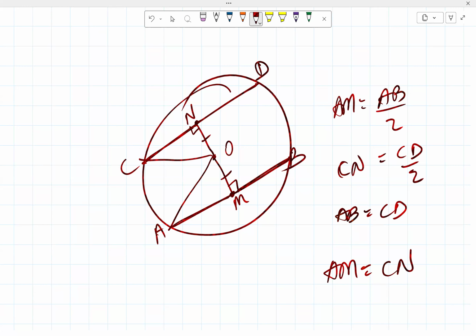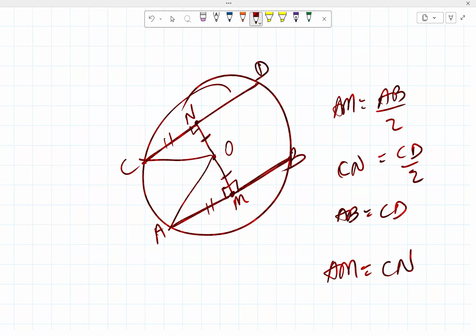So they're both right angle triangles because this is a right angle right here, and this is a right angle right here. This distance is equal to this distance, because these chords are of the same distance. So AM and CN are the same also. So automatically, these are both right angle triangles at M and N. So those triangles OAM and OCN are congruent.